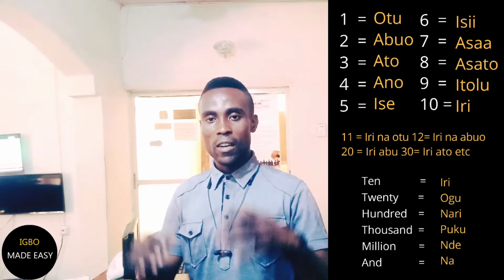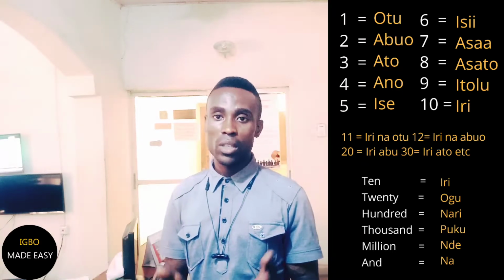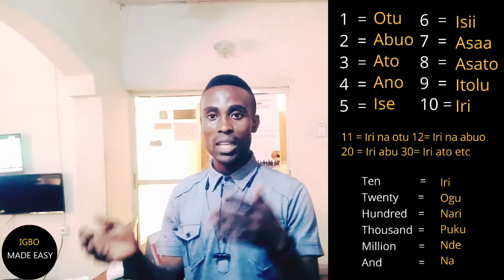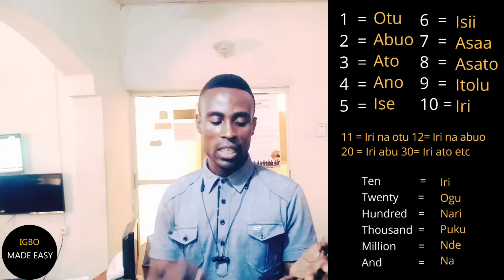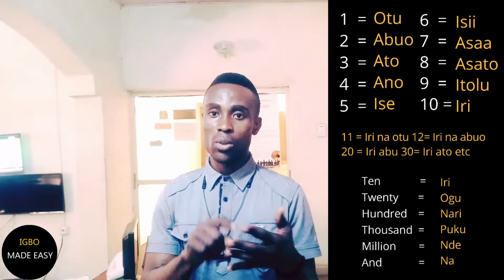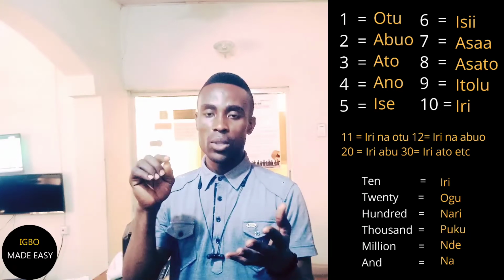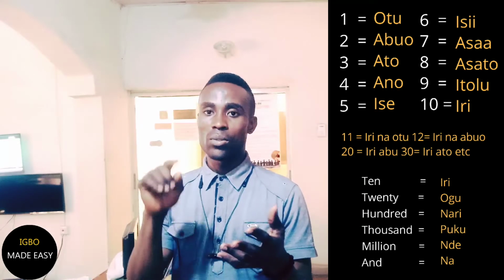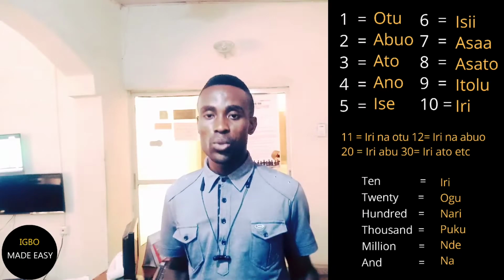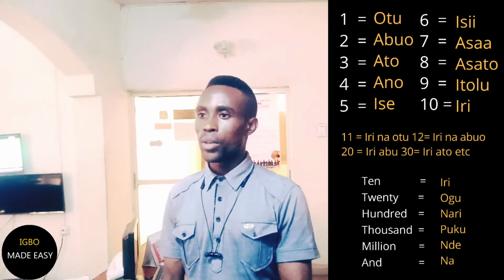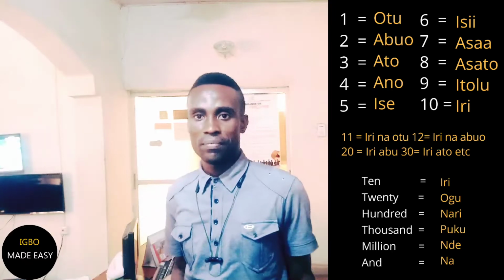So it is very easy to count. The way you count 1 to 10, the only things you need to learn is how to say otu, abo, ato, ano, ise, isi, asa, asato, itolu, iri. Then you learn how to say nari, and you learn how to say puku. Once you learn that, you can count from 1 to 100.